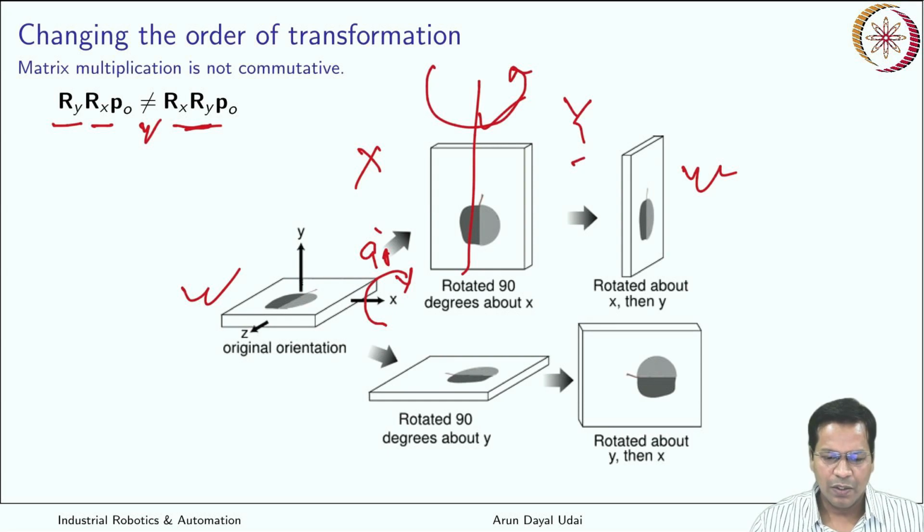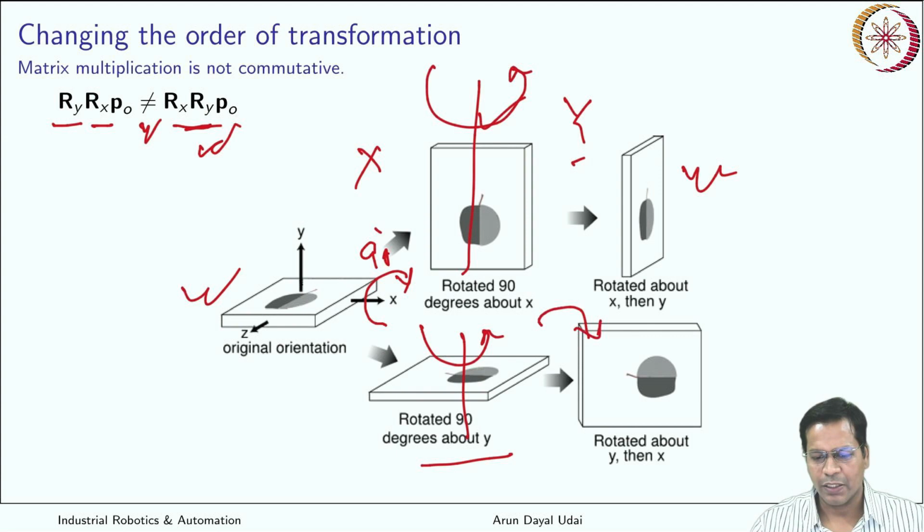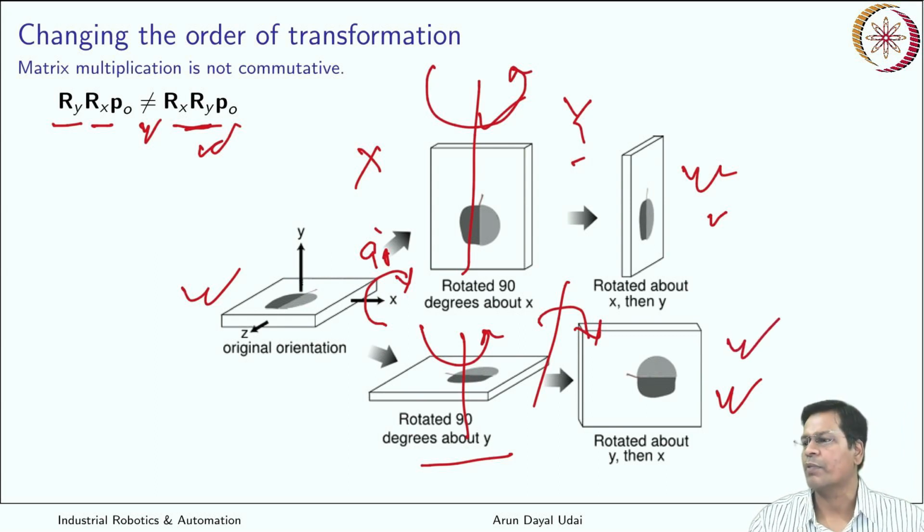Okay. Now see the change in order. Now I want to rotate first about the y-axis by 90 degrees, and then about the x-axis by 90 degrees. About the x-axis by 90 degrees, I reached here. So you see the orientation of both the objects is different. The object which was rotated x and then y, versus y and then x in a different sequence, reached a different place. You can just see this by example.